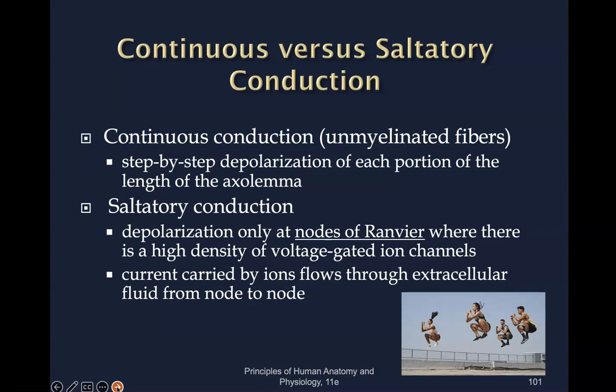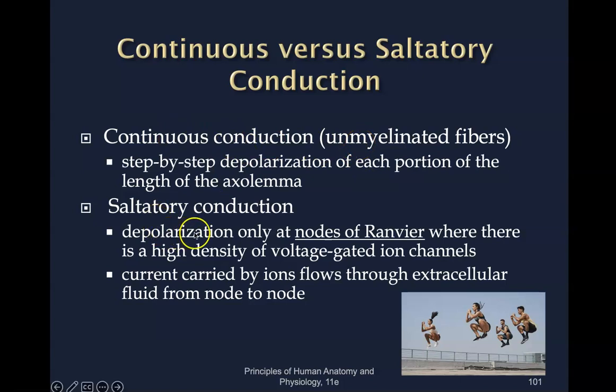Okay. Continuous versus saltatory conduction. So remember that when we're talking about conduction down an axon, we've only talked about unmyelinated fibers, okay? And so we talked about the continuous conduction all the way down that axon. This kind of step-by-step, like the sodium channel here is going to stimulate, again, an influx causing its neighboring sodium channel right next to it to open, okay? And that can only happen in an unmyelinated fiber.